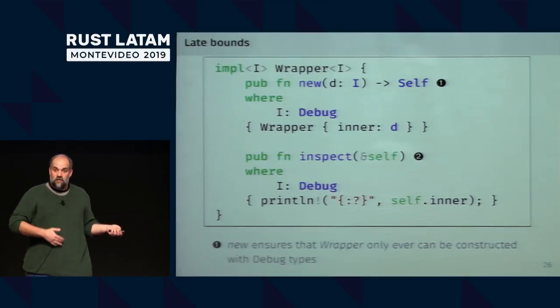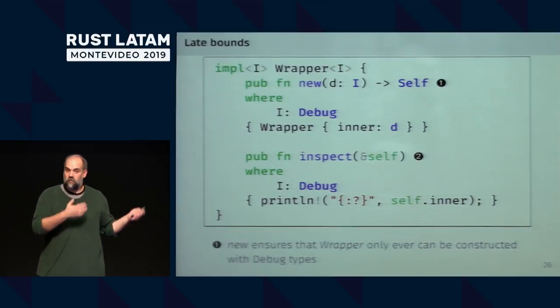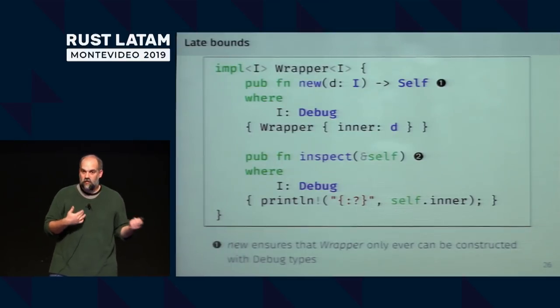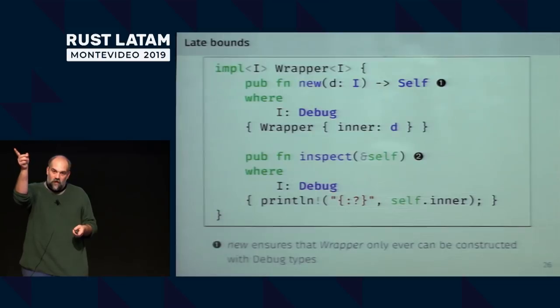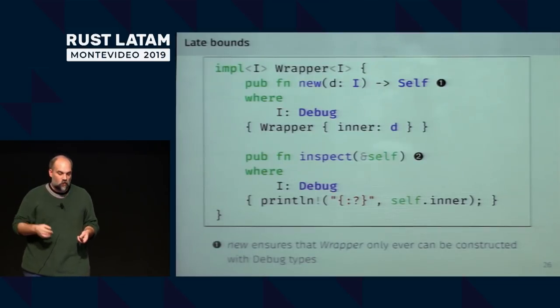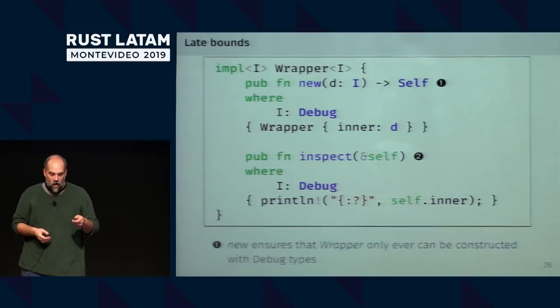What you can then do later, if you actually want to use this bound, for example, by putting an inspect method on that wrapper, is just restate it. But because the compiler follows all those variables through the whole program, it will still know the thing you put into the wrapper was a type that is debugged, and no one can effectively create any of those wrappers that don't have this bound at all.